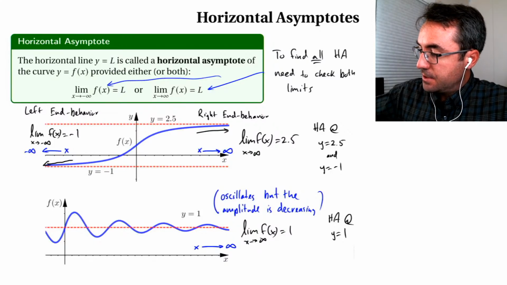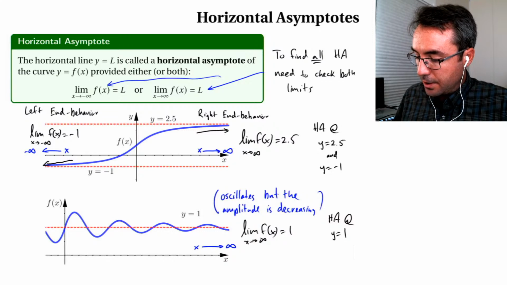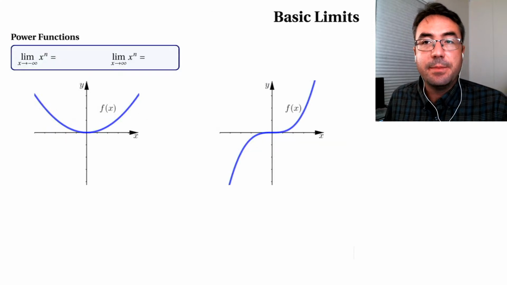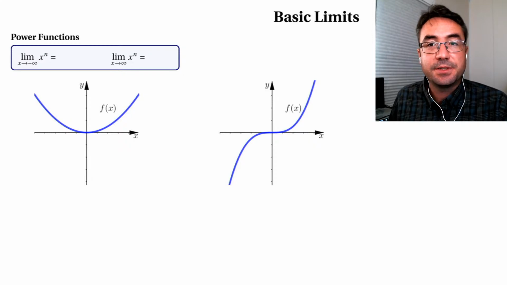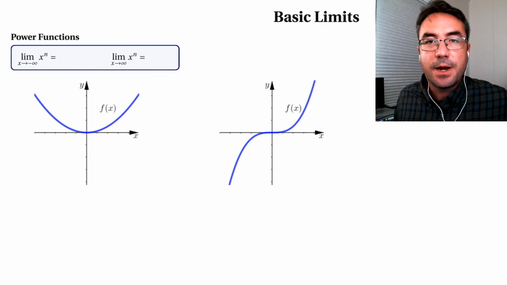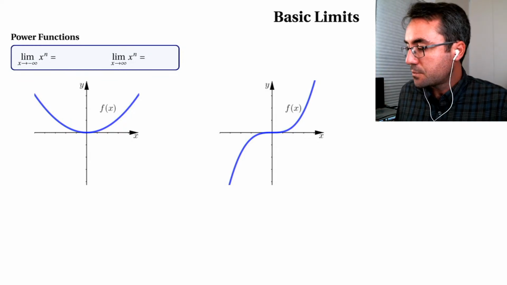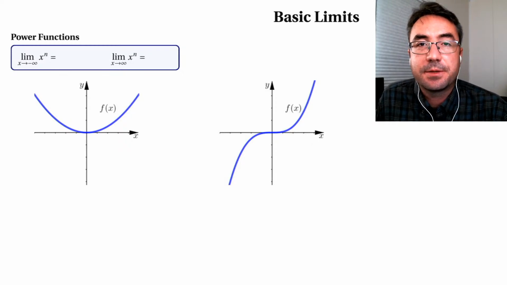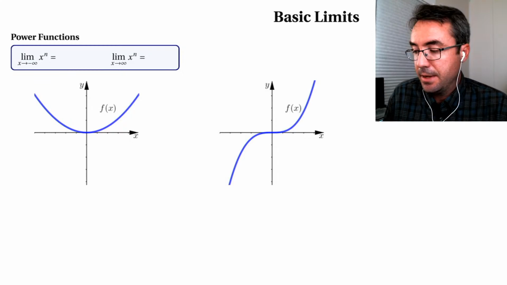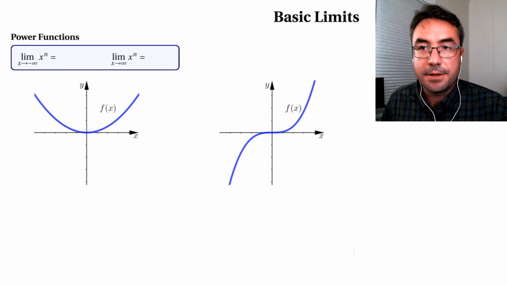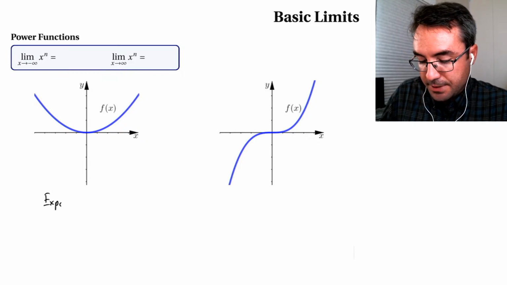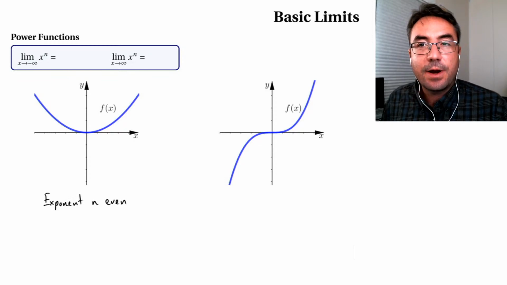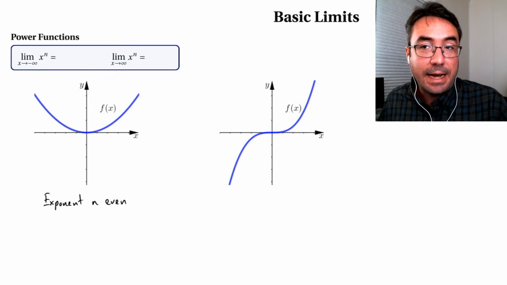All right, now we're going to go through some of our basic limits, sort of our elementary functions, and see what happens with each of these on the extreme ends, the right and the left end behavior. So let's start with our easiest functions, just basic power functions, x raised to the power n. And for the most part, this is what they look like. So in that first graph, that's what they look like if our exponent n is even. And that second graph, that's what it looks like if the exponent's odd.